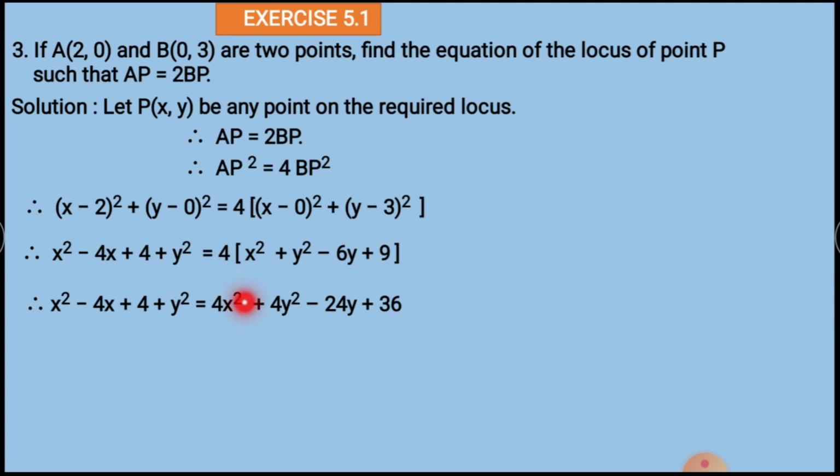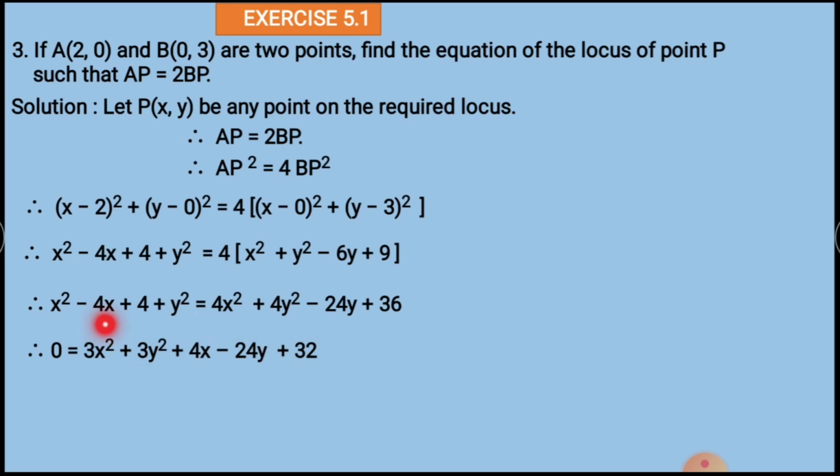So we write 4 into x square as 4x square, 4 into y square as 4y square, 4 into minus 6y as minus 24y, 4 into 9 as plus 36. Now we shift all the terms of left hand side to right hand side. So we write here in left hand side 0. So 4x square minus x square we write 3x square, 4y square minus y square we write 3y square.